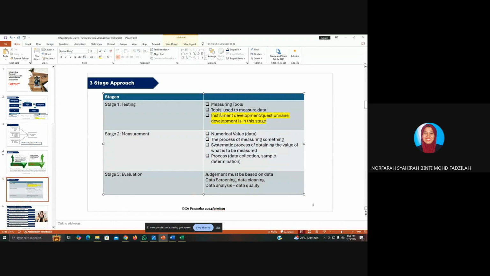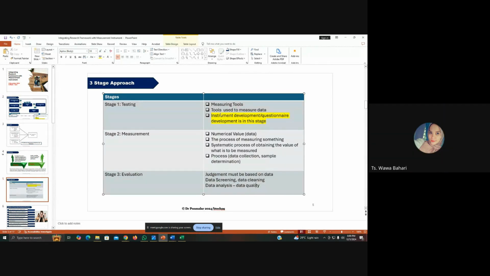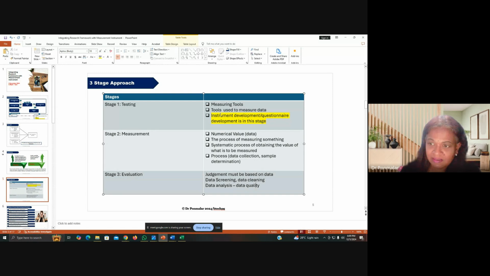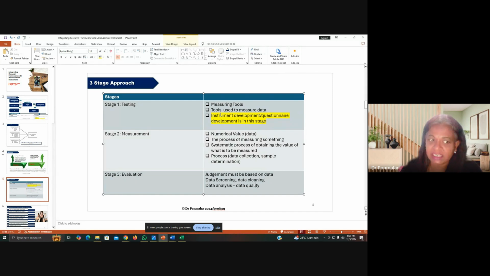No. That guy who developed the scale, did he develop it for you? No. He developed it for his context of study, right? Yes. So based on his context of study and his respondents, memanglah dia punya reliability tinggi. But bila kita bawa ke study kita, it may not be the same. So that's why when we adapt, and then we need to adopt to our study.